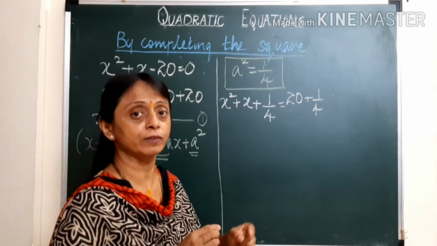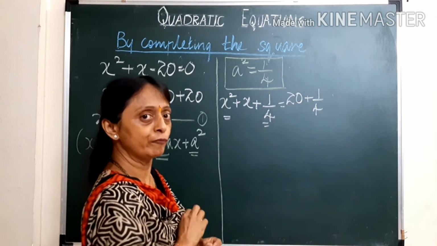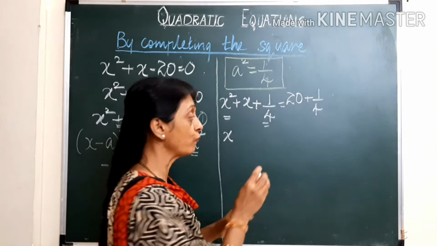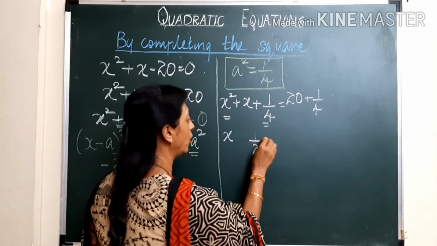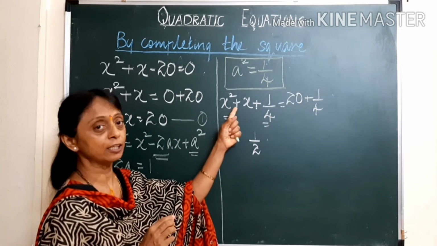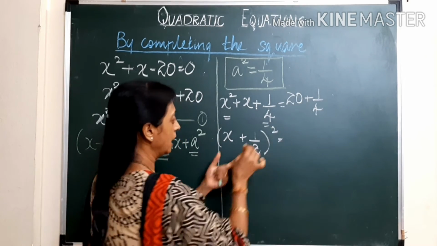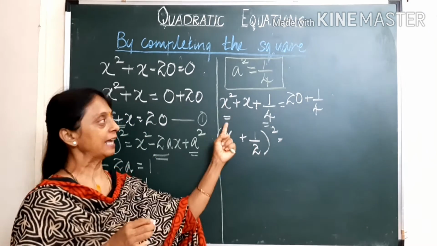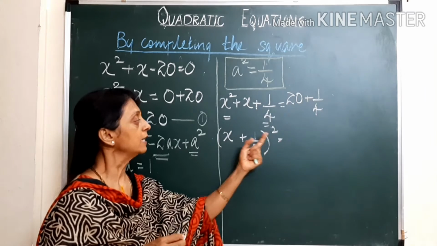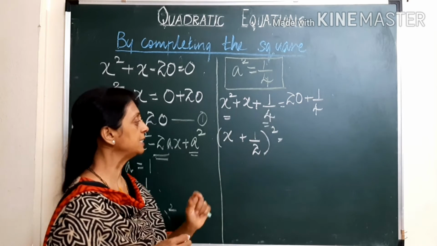Take the square root of the square terms. So which are the square terms over here? x square and 1 upon 4. What is the square root of x square? x. What is the square root of 1 upon 4? It will be 1 upon 2. And what about the sign in between? The sign will be the sign of the middle term, that is plus. The whole square. If you expand, you again get x square plus x plus 1 upon 4. A plus b the whole square gives you a square plus 2 into a into b plus b square.